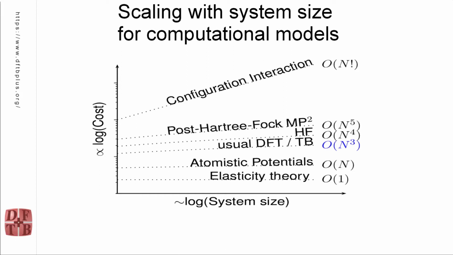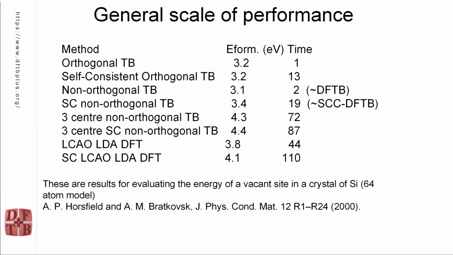Okay, so in terms of general performance, the kinds of costs that we're looking at, and this is some results from a review article going back now 20 years, for calculating, for example, a vacant site in a crystal of silicon, where you just take a repeating periodic model and pluck out one atom, you can see that the formation energies for a range of different methods are all looking relatively similar.